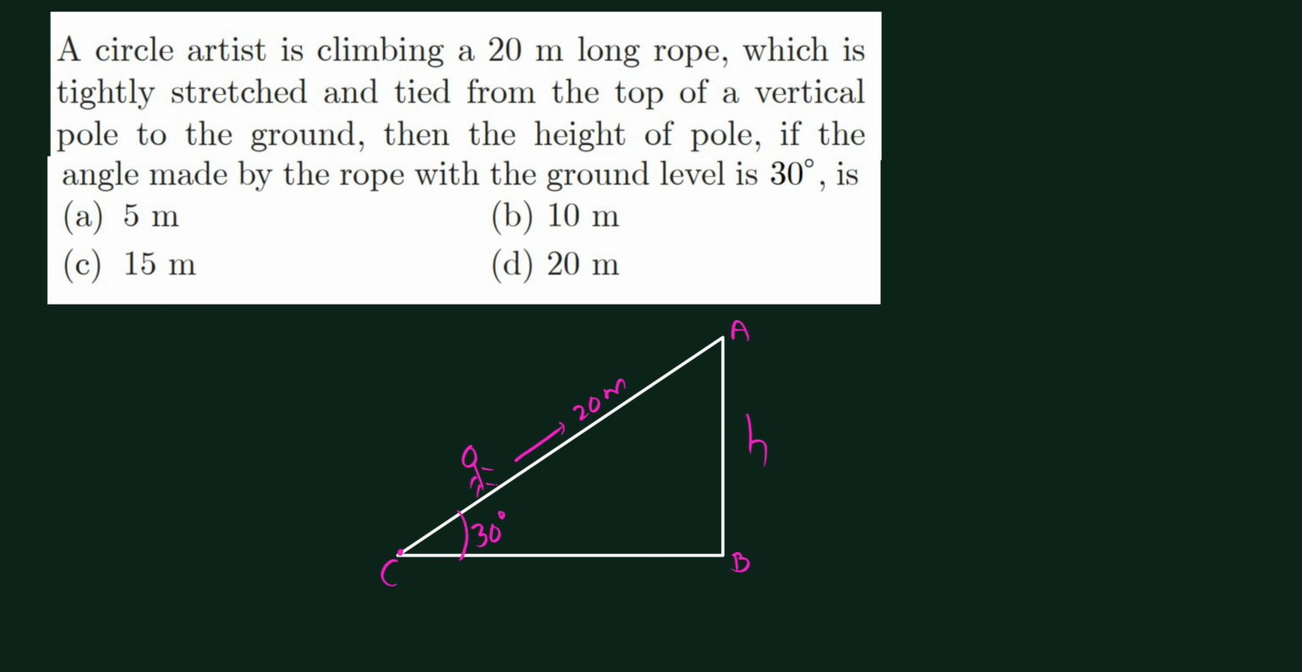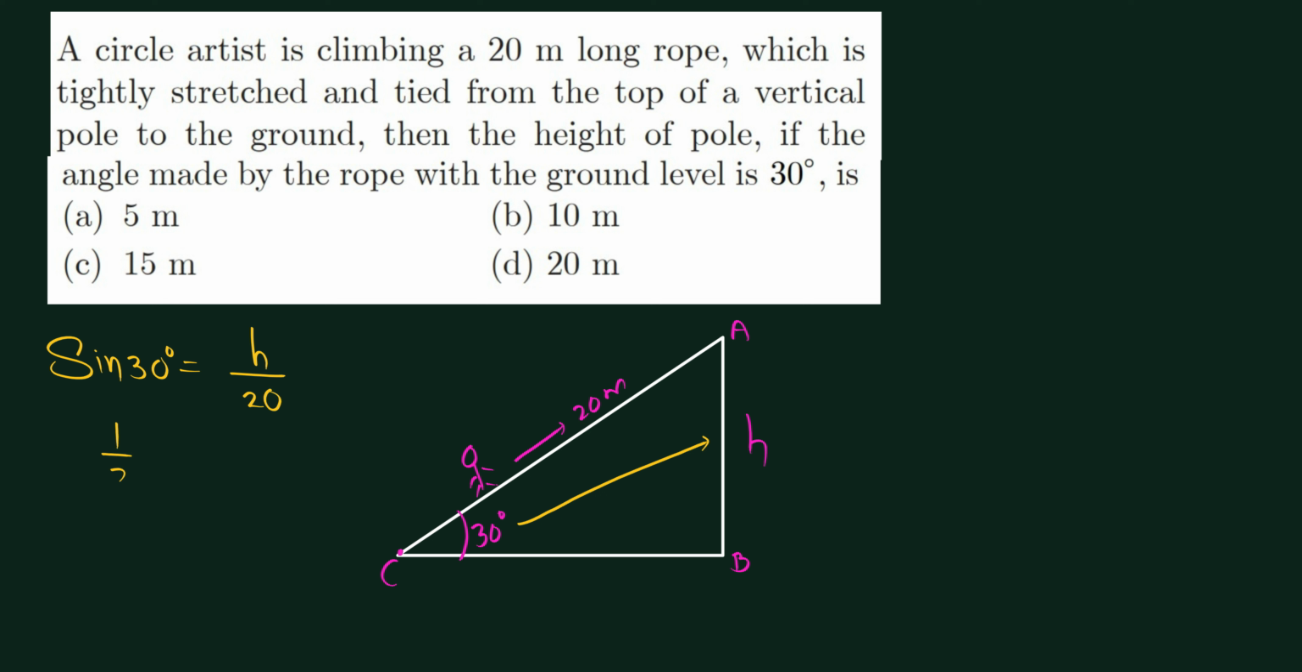This is opposite to the angle 30, and this is the hypotenuse. We have the opposite and the hypotenuse. Which trigonometric ratio gives a relation between the opposite and the hypotenuse? Sine. So you apply sine. Sine 30 equal to opposite is H, hypotenuse is 20.